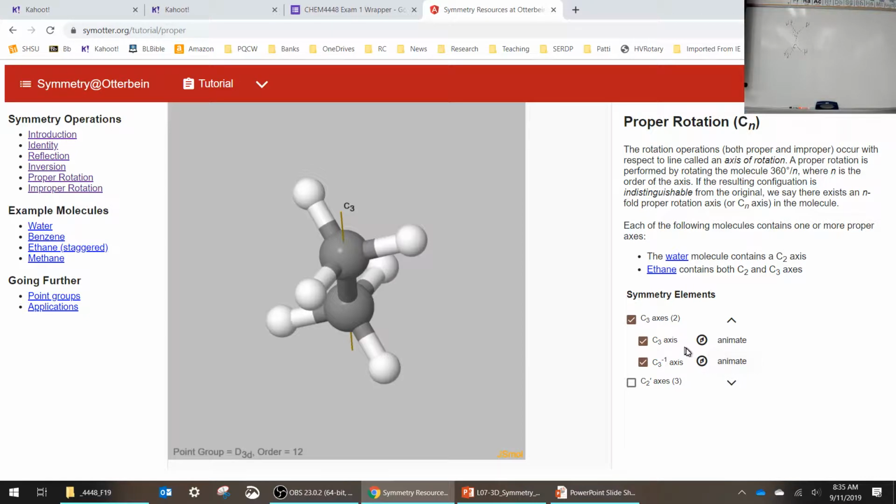Fantastic. Okay, now this shows 2 C3 operations. One is a C3 and the other is a C3 minus 1. It's raised to the -1 power, okay? And that just means go in the opposite direction. So let's animate that one. See, it goes to the right, or clockwise. One goes counterclockwise, one goes clockwise.